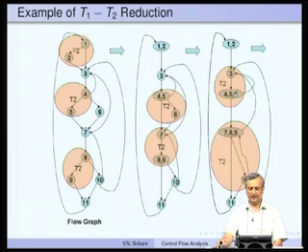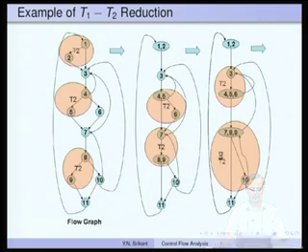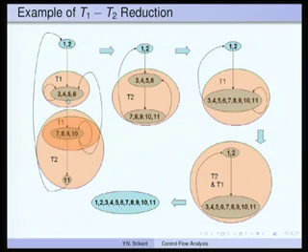So, 3 and 4 5 6 can be combined. Another T2 transformation for 7 8 9 and 10 can be combined. If we do that, we get 3 4 5 6 as one node, 7 8 9 10 as another. There is a self loop in each of these cases, so that enables the T1 transformation.